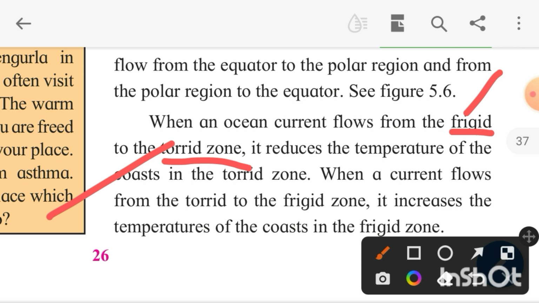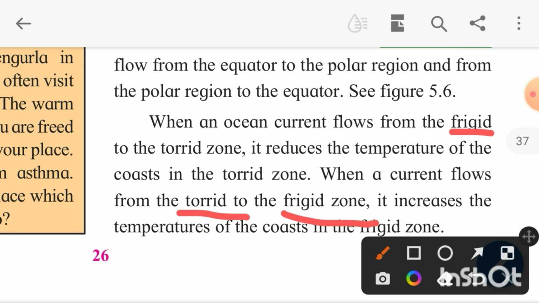And the same thing happens when a current flows from the torrid to the frigid zone. When a current flows from the hot region to the cold region, it increases the temperature of the coast in the frigid zone. So it increases the temperature of the cold region. It means it makes the cold region a little warmer.